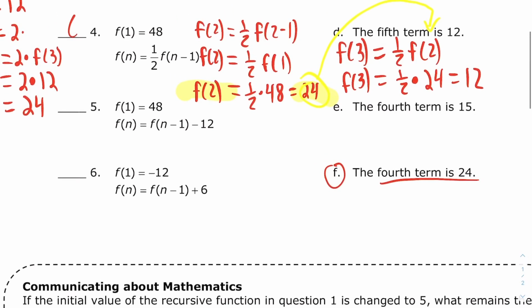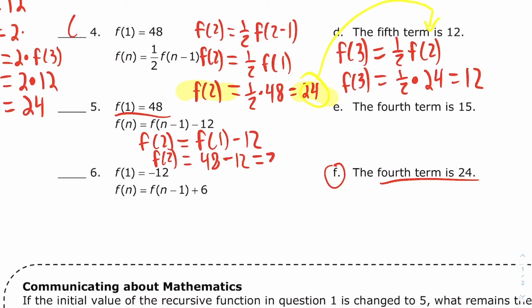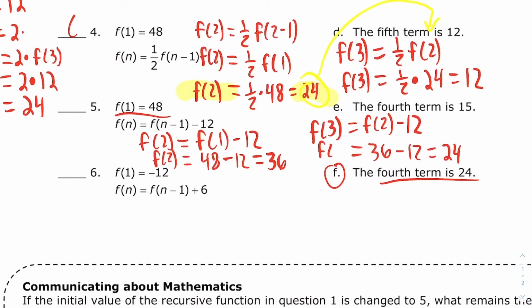Let's do the ones that say adding or subtracting now. It says f1 is 48, so then f2 is going to take f1 and simply subtract 12 from it. That means 48 minus 12 will give us f2, which is 36. We're going to use that to find f3. f3 is f2 minus 12, and f2, the answer was 36, and we're going to subtract 12 from that to get 24. And that's the answer for f3.